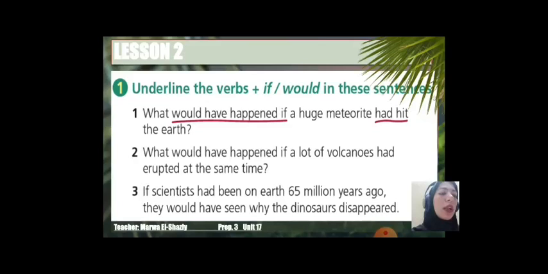Now we're in another lesson, lesson 2, which deals with grammar, the third conditional. Exercise 1, underline the verbs plus if or would in these sentences. Number 1 is done for you. Number 1, what would have happened if a huge meteorite had hit the earth? 2, what would have happened if a lot of volcanoes had erupted at the same time? 3, if scientists had been on Earth 65 million years ago, they would have seen why the dinosaurs disappeared. Take a moment to underline.